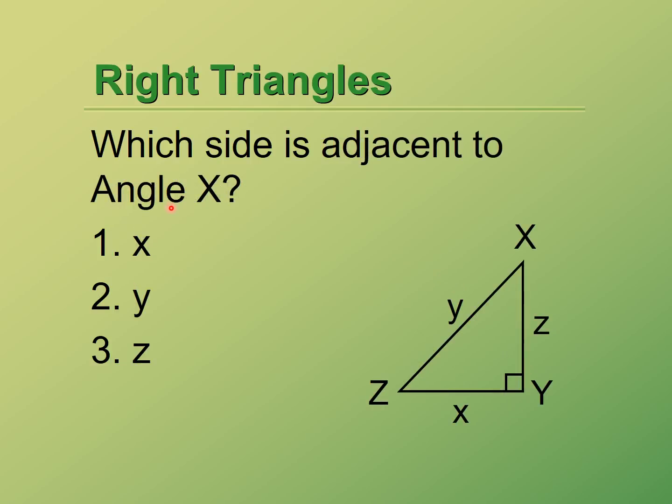Okay, next question. Which side is adjacent? And adjacent means next to angle X. So here's angle X. So what side is adjacent to angle X? Remember, the hypotenuse cannot be used. Therefore, side Z, which is option 3 here, is going to be adjacent to angle X, which means side X would be opposite of angle X.